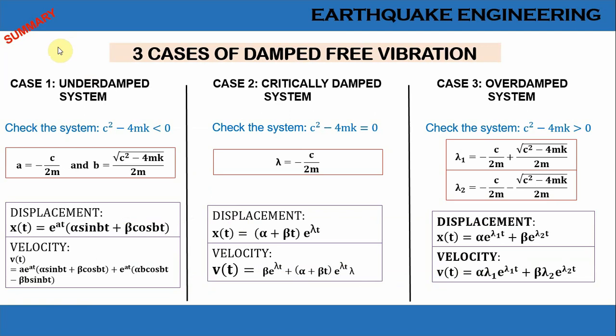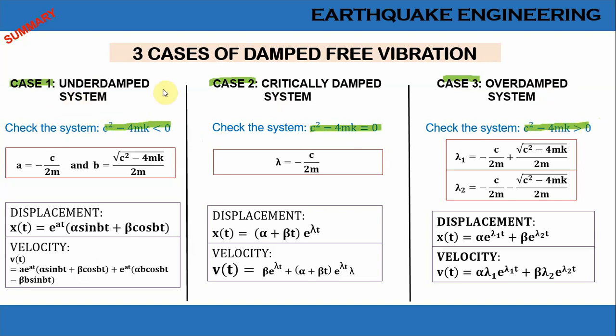Now, this is for the summary. Okay? Okay, we have the 3 cases again. 3 cases siya, no? Are underdamped, critically damped, and overdamped. Okay? Both ato silang i-check ang system. If ato ang system is less than 0, ato ang c squared minus 4mk. Okay? Under siya sa case 1. If equal to 0, case 2. If greater than 0, case 3.